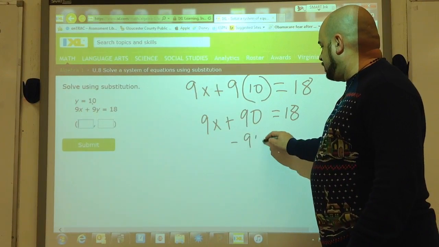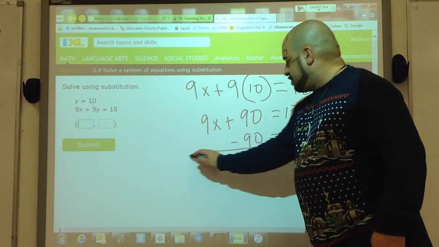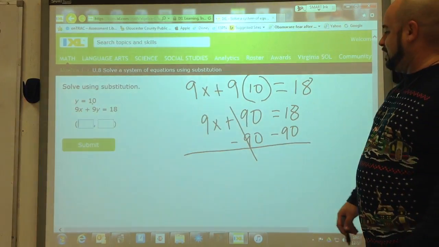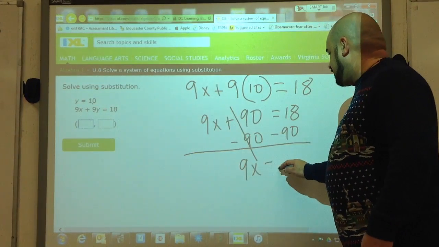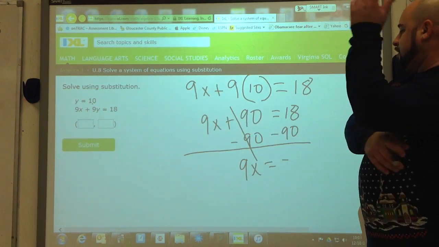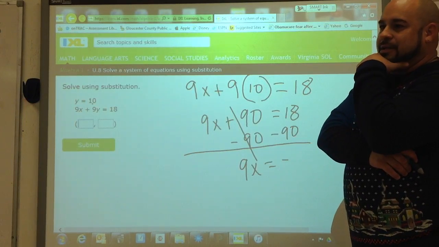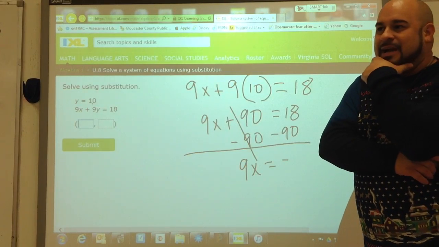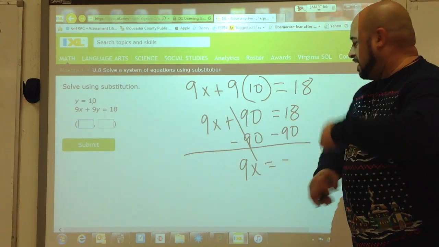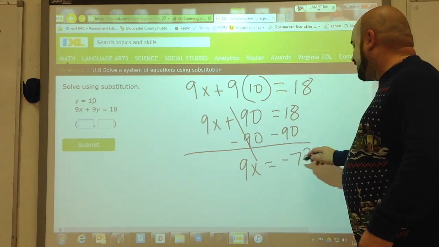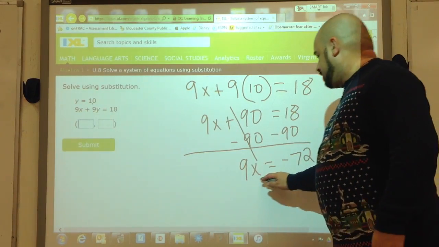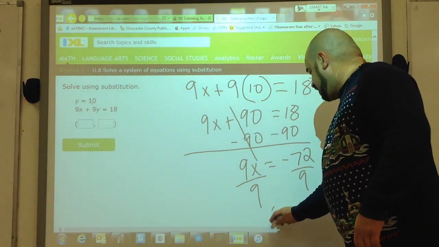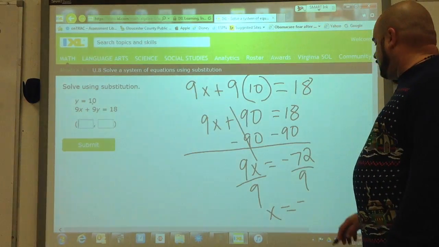I'm going to subtract 90 from both sides. So I have 9x equals, let's see, 18 minus 90. Somebody get their little handy dandy calculator out and tell me what is 90 minus 18. 72. In this case it is negative 72. Good job, Miss Vivian. So we divide by 9 on both sides. X equals negative 8.